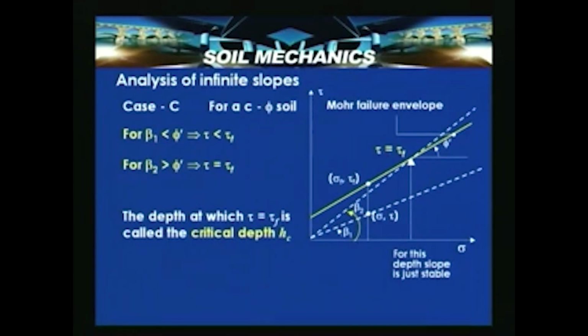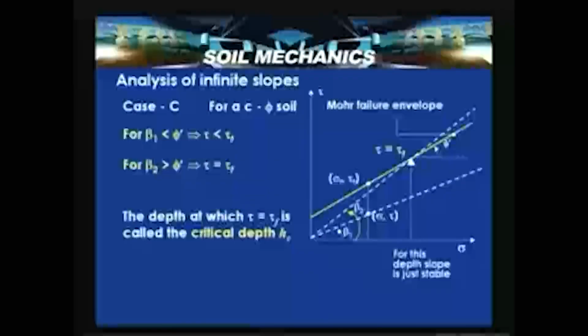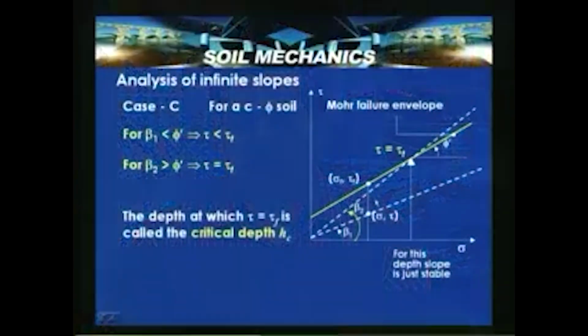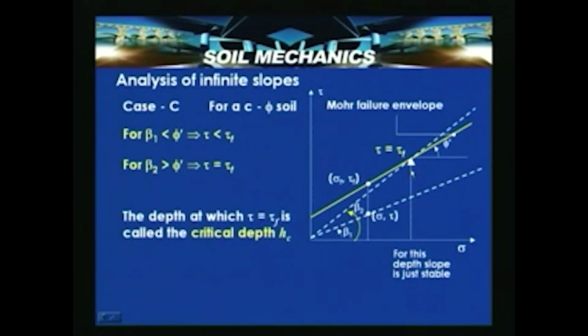Here in the tau-sigma plot, similar to the previous slides, we represent the Mohr failure envelope and consider soil surfaces with different slope inclinations. As long as beta 2 is equal to phi, we can say the slope has just attained failure. Once beta 2 is greater than phi dash, it attains tau equal to tau f somewhere here, beyond which the slope would have already failed at all depths.